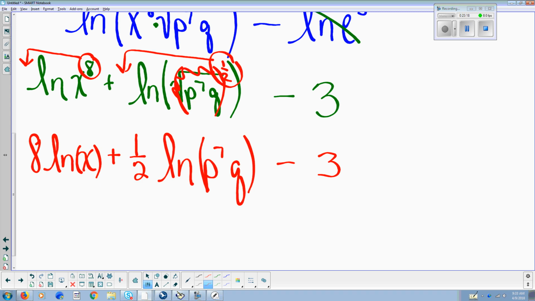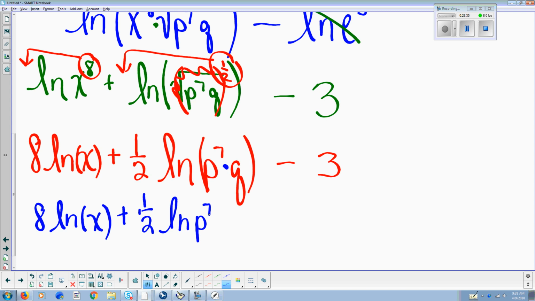Okay, now I'm going to apply the product property again because I've got the multiplication of p to the 7th cube. So I'm going to write this as 8 times the ln of x plus 1/2 times the ln of p to the 7th plus 1/2, because that was still part of this expression, 1/2 times the ln of q minus 3.